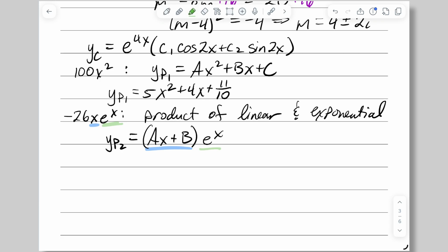And you may wonder, what happened to an a or a b or a c in front of e to the x? It doesn't matter. When we distribute, we have the undetermined coefficients in each term. So this is actually sufficient for us.